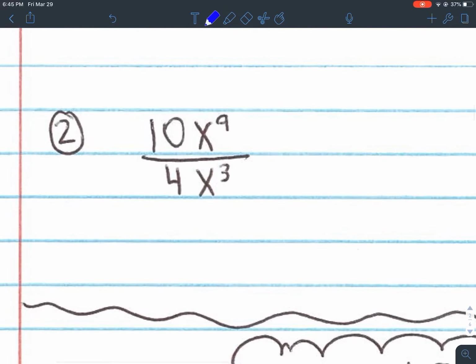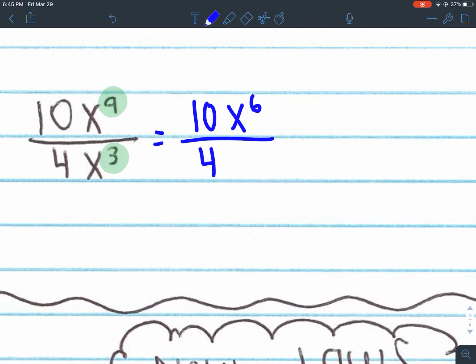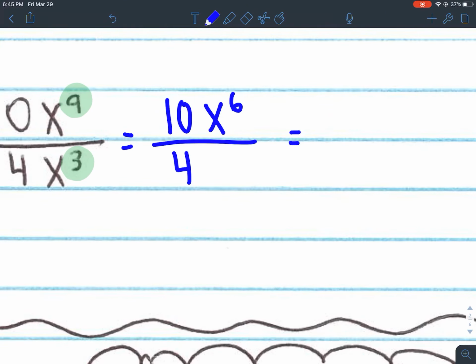Okay? Now here, I'm going to simplify my x's first. I know that I have a 9 and a 3 here. So I'm going to go ahead and copy down the 10 and 4, and mess with that later. Well, I have 9 x's on the top, 3 x's in the bottom. If I were to cancel stuff out, I have 6 left, and they're all in the numerator. They're up here. Now we're not quite done yet because your fraction can be simplified. 10 divided by 4 can be simplified to 5 over 2. And then the x to the 6 is still up there.